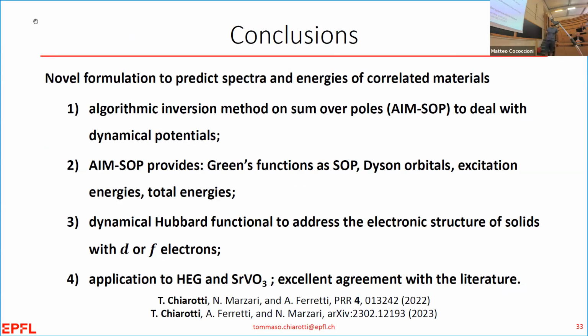Okay, and so these are the conclusions. I just wanted to stress the fact that the algorithmic inversion method on sum of poles was made to deal with dynamical potential. Indeed, this provides these functions, Dyson orbitals, thanks to the algorithmic inversion method, excitation energies, which are the poles, lifetimes, total energies. Then we wrote this functional, the Hubbard functional, which is the generalization of DFT+U. It works well for the total energy, of course, as DFT+U does, but it also works really well for the spectrum because localized GW does. And then there are these applications, these two papers.